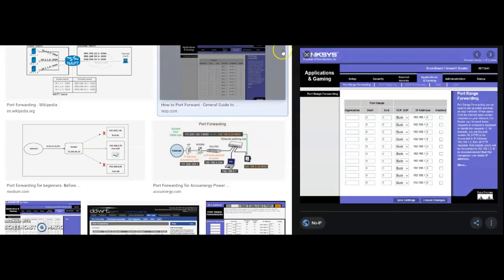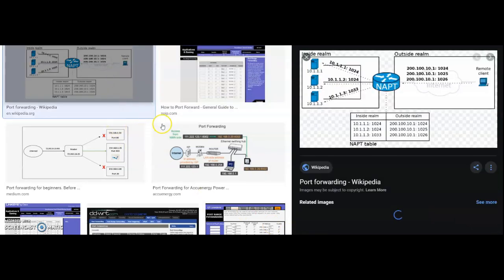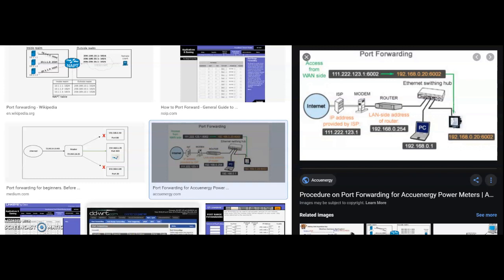Today I'm going to briefly go over port forwarding, explain to you what it is and how to enable port forwarding. It makes your computer accessible over the internet, allowing computers over the internet to connect to a specific computer service within a private network.